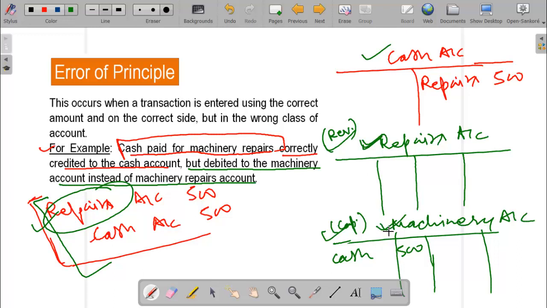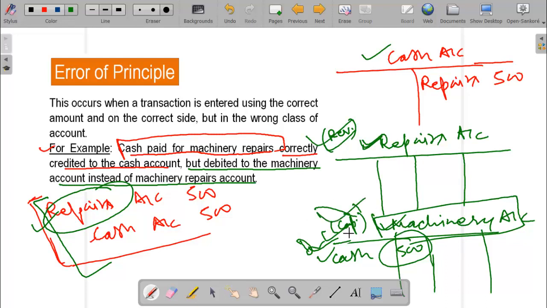Making the posting on the correct side with the correct amount but in the wrong account of a different class. This is the wrong account. The side is correct, the debit side I am taking, no problem. The side is correct, the amount is correct, but the account is incorrect, and the account which I have taken belongs to a different class, not the same class. Why? Because repairs is a revenue item and machinery is a capital item.